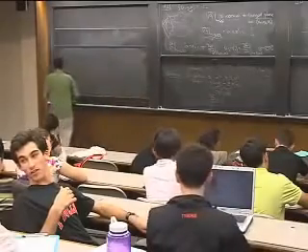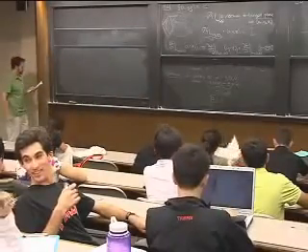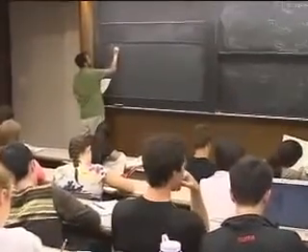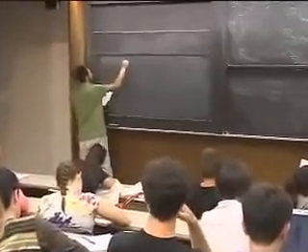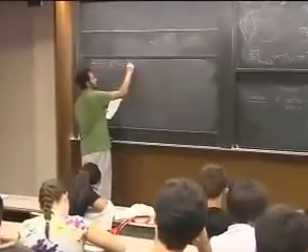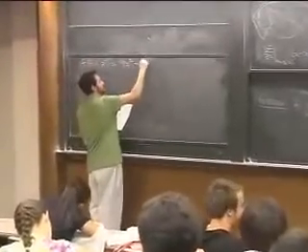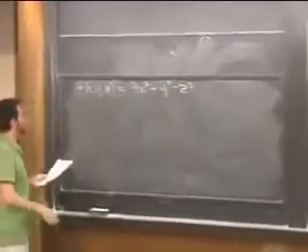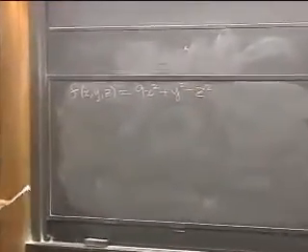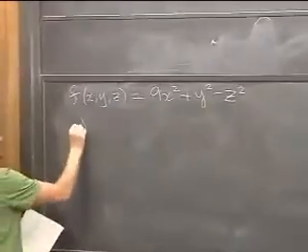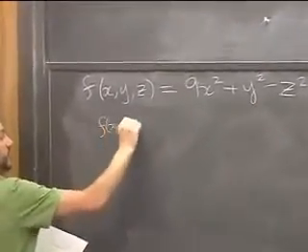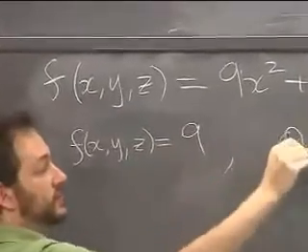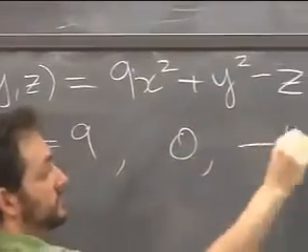All right. So actually this is from spring 2004. Let f of x, y, z be equal to 9x squared plus y squared minus z squared. Question 1 is sketch and describe the level surfaces, and there's 3 of them: f of x, y, z equals 9, 0, and minus 4.